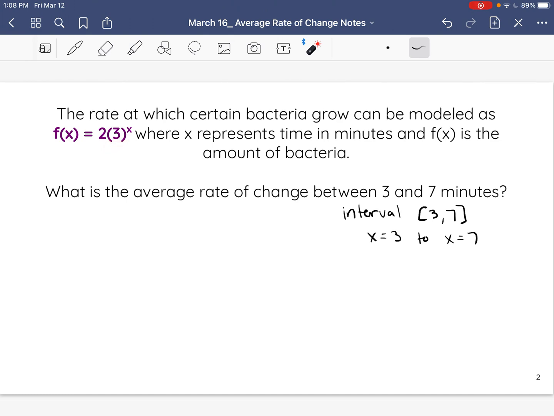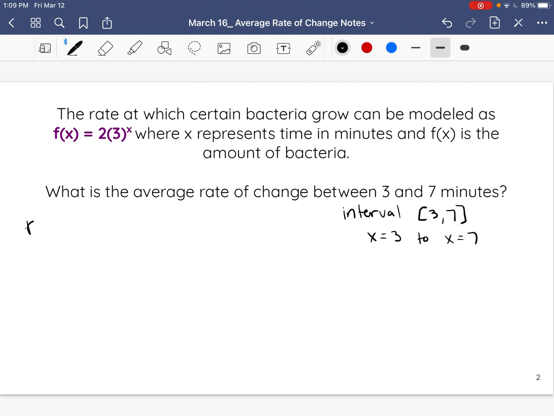Because it is growth, that means that my y values will be increasing as x increases, which means that it will be an increasing graph the entire time, and we should get a positive rate of change along this interval from 3 to 7. Now, to find the average rate of change with an equation, we're going to have to take these x values we were given and plug them in to find their corresponding y.